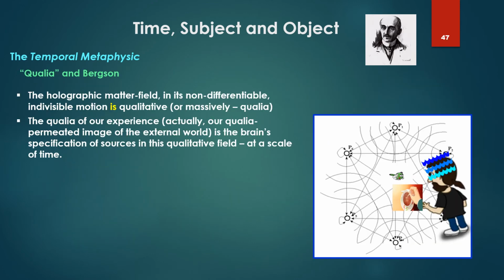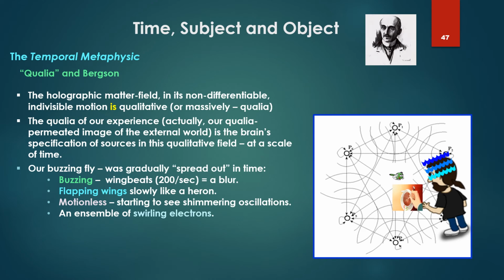The holographic matter field in its non-differentiable indivisible motion is qualitative, or massively, shall we say, qualia. You have a qualitative field. The qualia of experience actually are a qualia-permeated image of the external world, say of the coffee cup and stirring spoon and the browns and swirls, etc. It is the brain's specification of sources in this qualitative field at a scale of time. Our buzzing fly was gradually spread out in time.